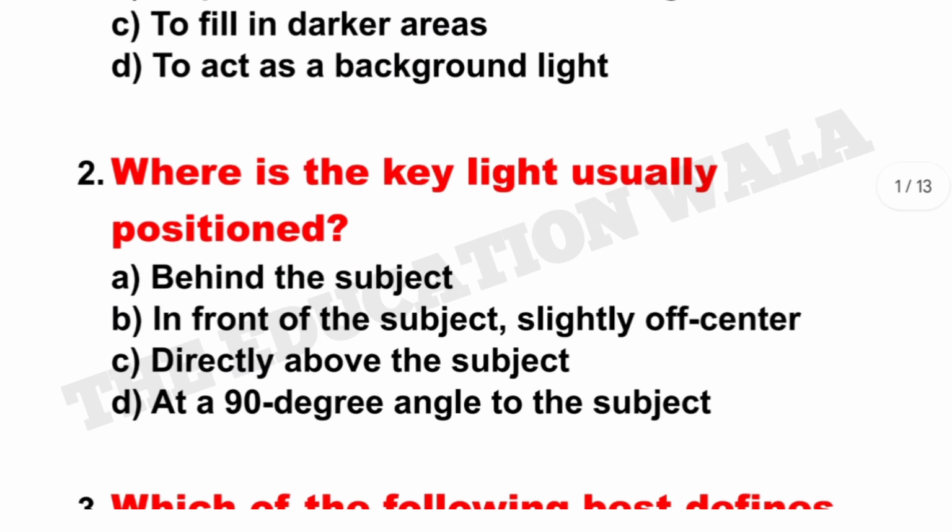Question number 2. Where is the key light usually positioned? Option A: behind the subject. Option B: in front of the subject, slightly off center. Option C: directly above the subject. Option D: at a 90-degree angle to the subject. Right answer is in front of the subject, slightly off center.